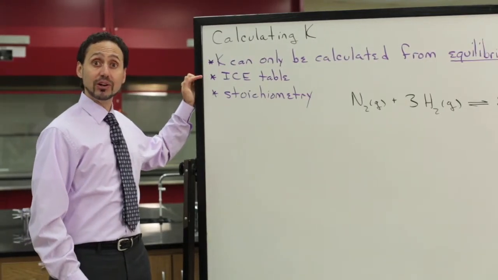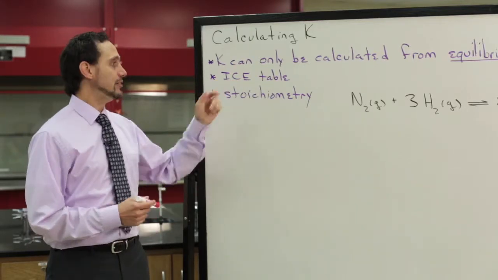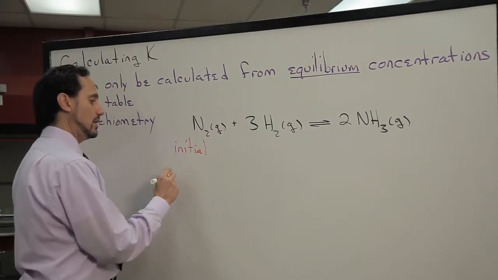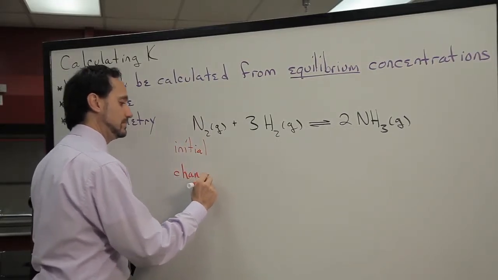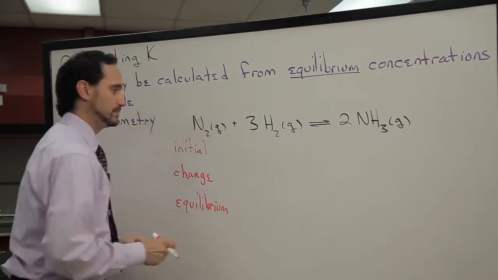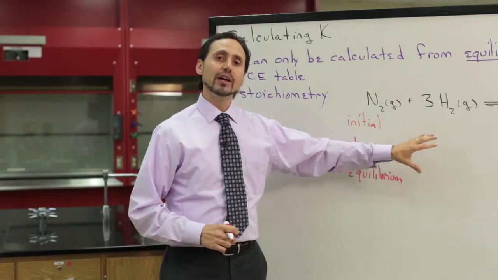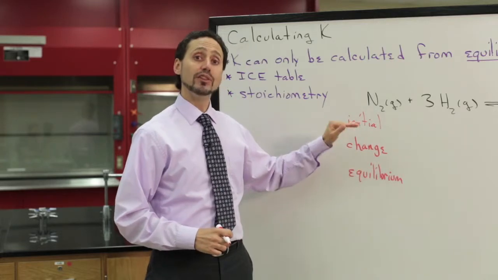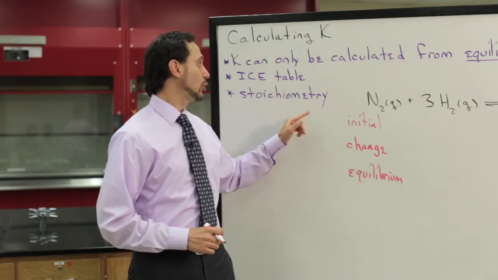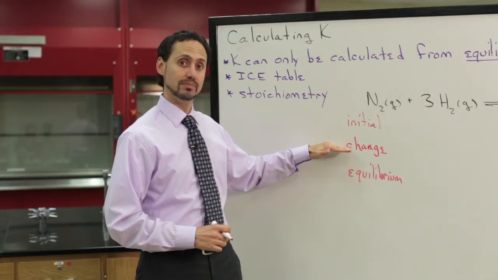Another tool that you'll become very familiar with is what's called the ICE table. ICE stands for initial, change, and equilibrium. The ICE table is a visual method to keep track of what the initial and equilibrium concentrations are, and you can use stoichiometry to help you determine what the change in the concentration will be.